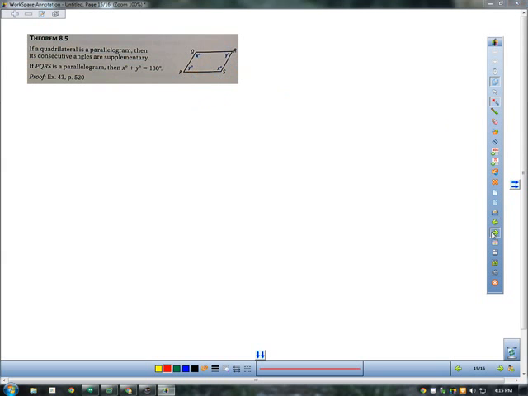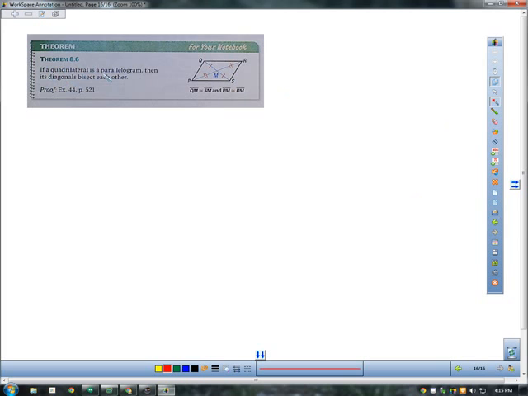Another thing you need to know is that if a quadrilateral is a parallelogram, then its diagonals bisect each other. And remember, bisect means cut in two. Those are the rules that I need you to know.